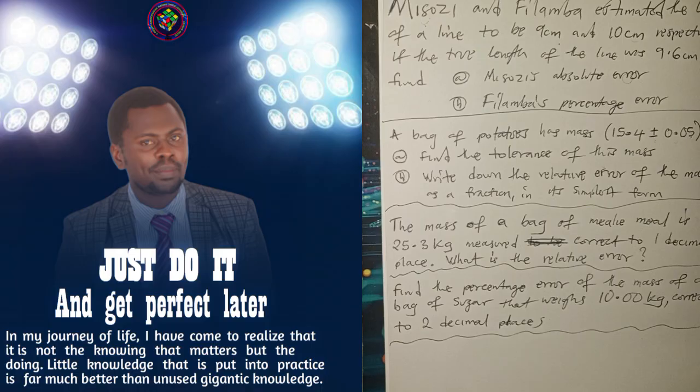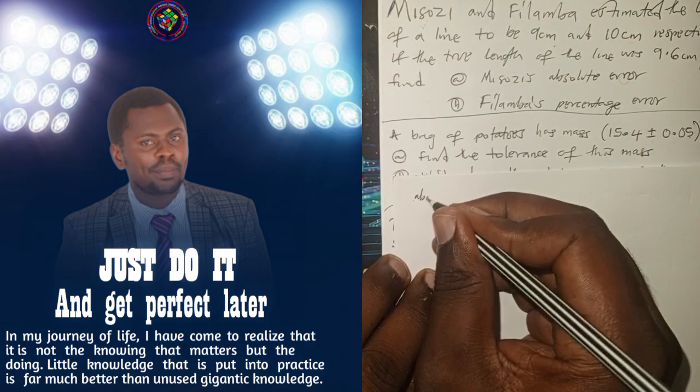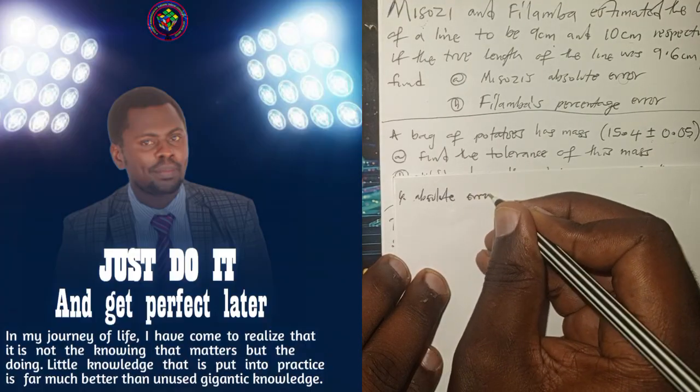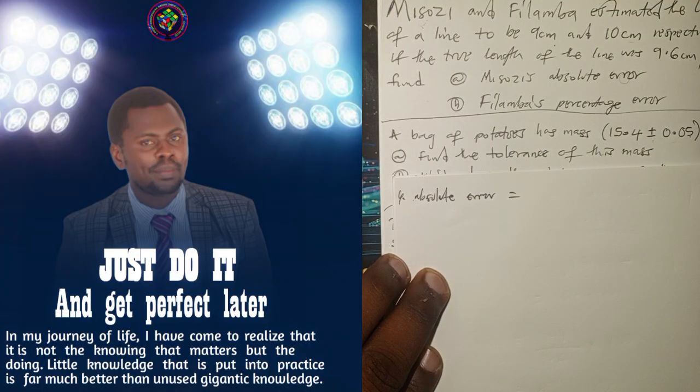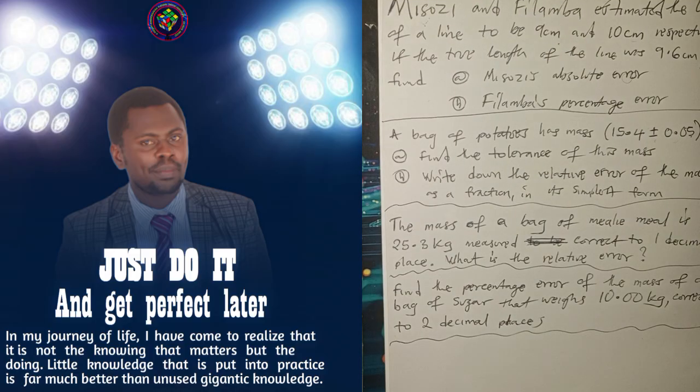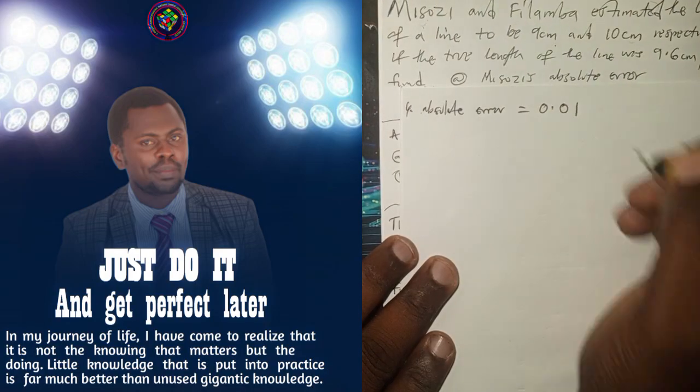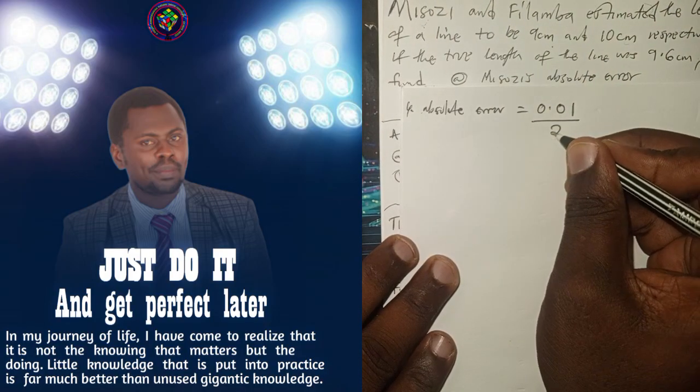Find the percentage error of the mass of a bag of sugar that weighs 10.00 kg, correct to 2 decimal places. Again, here we start with absolute error. So we say absolute error is equal to least unit of measurement divided by 2. So we can say that this one has 2 decimal places. So if it is 2 decimal places, the least unit of measurement should be 0.01. Then divide by 2.